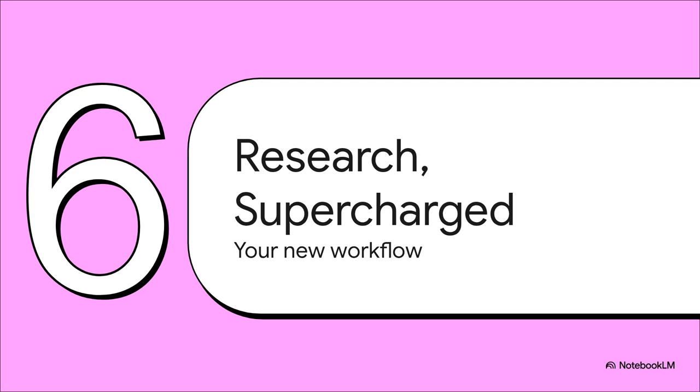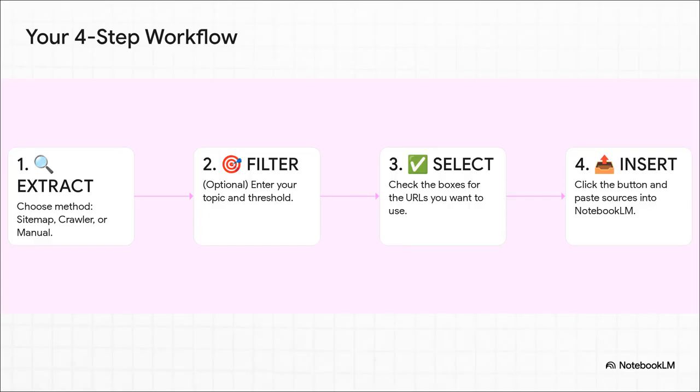So what we're looking at here isn't just another tool, it's a fundamental shift in how you do research. It's all about taking the most boring, tedious part of the process, the gathering and the sorting, and making it fast, intelligent, and honestly, kind of fun. So here it is, your new research mantra in 4 simple steps. 1. Extract, using whatever method fits the website. 2. Filter, using AI to find the gold.